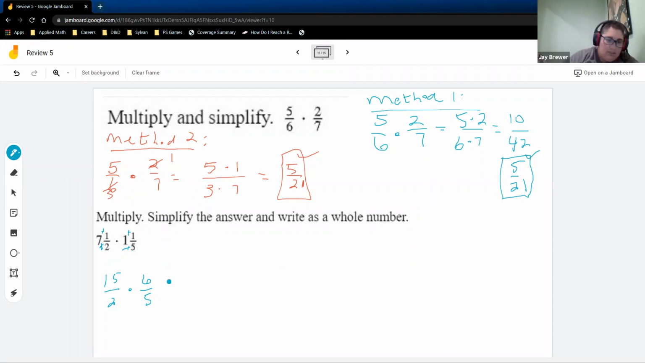So let's do method 1 again just to show you. So 15 times 6 over 2 times 5. Again, this is method 1.